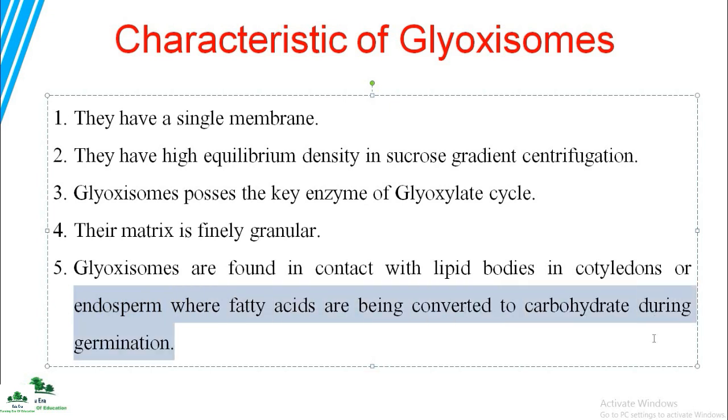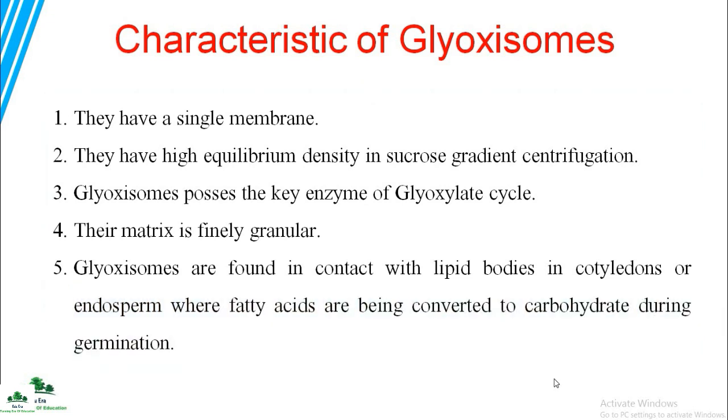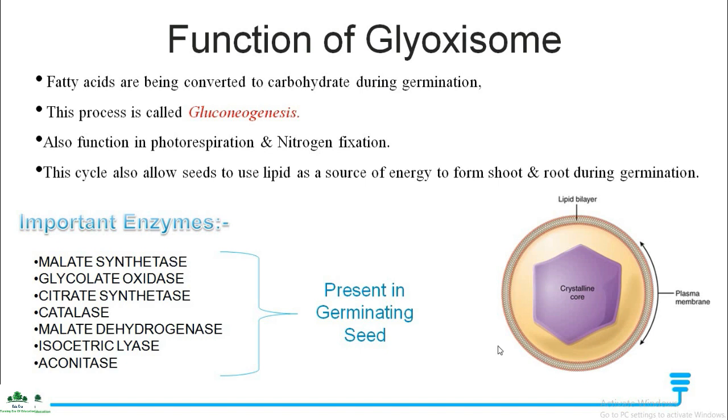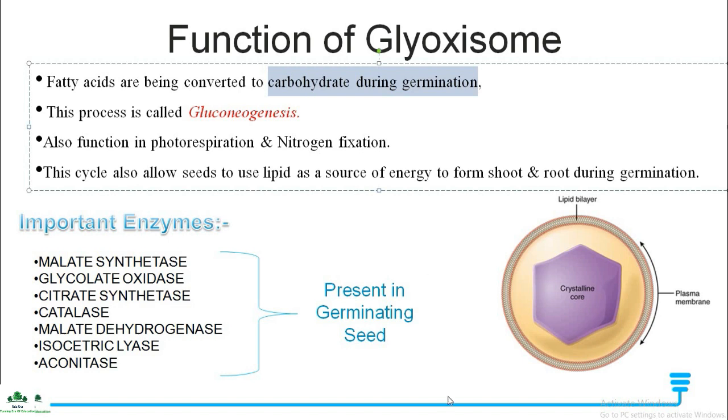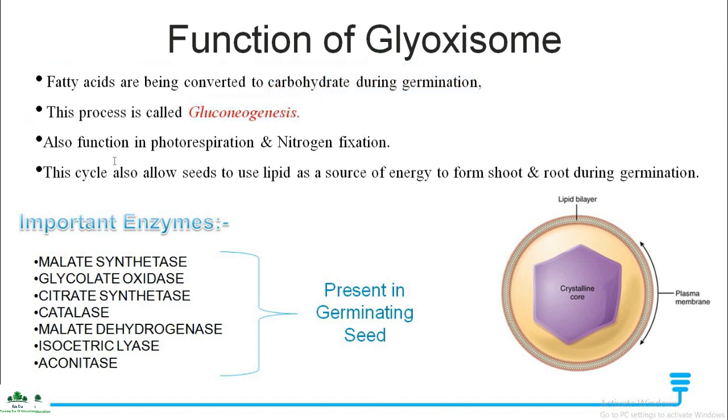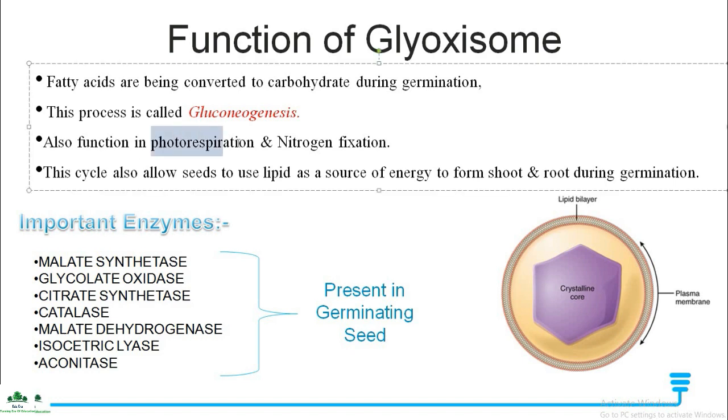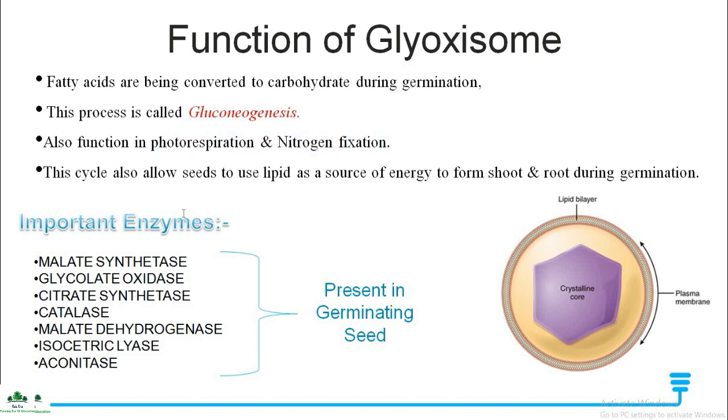Let's talk about the function of glyoxysomes. In these microbodies, fatty acids are converted to carbohydrate during germination. This process is called gluconeogenesis. Glyoxysomes also function in photorespiration and nitrogen fixation. This cycle also allows seeds to use lipids as a source of energy to form shoot and root during germination.